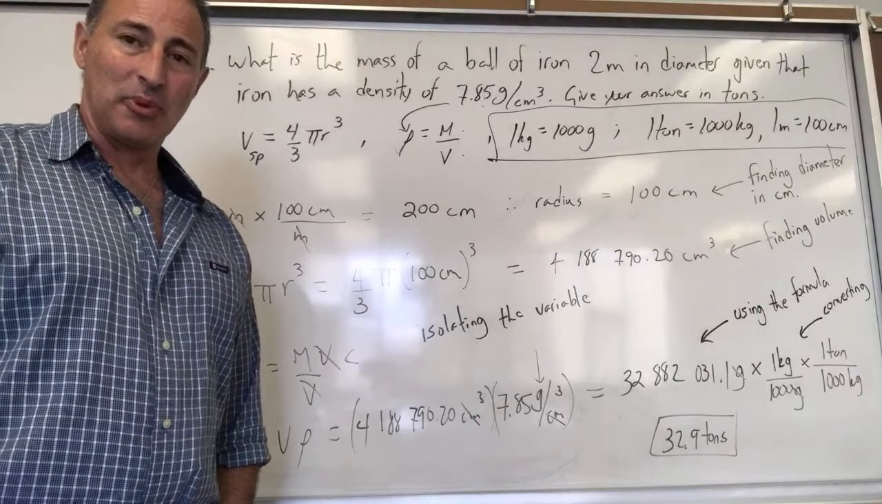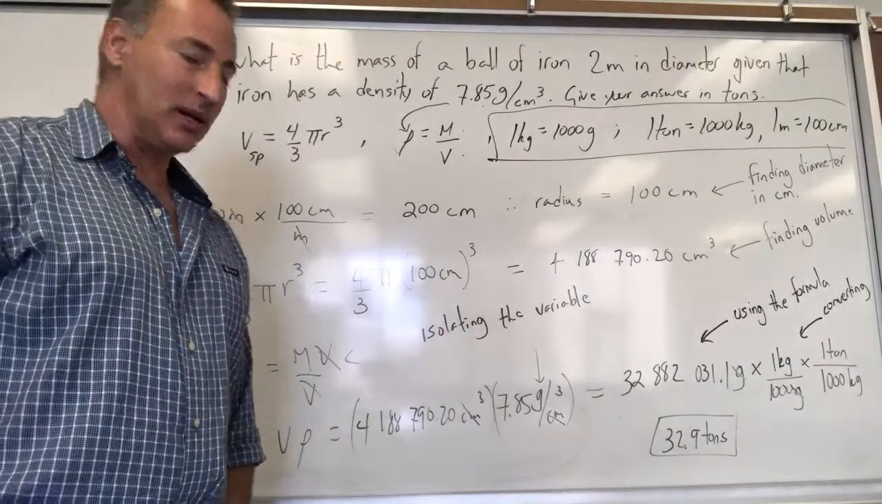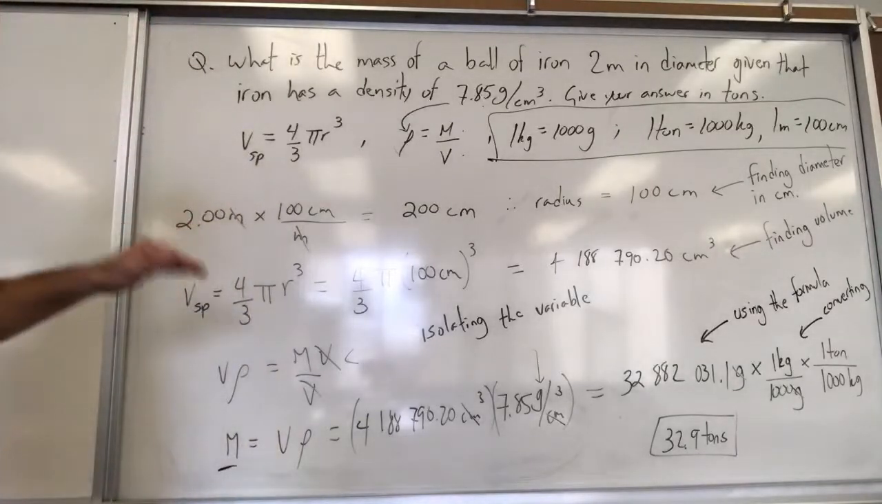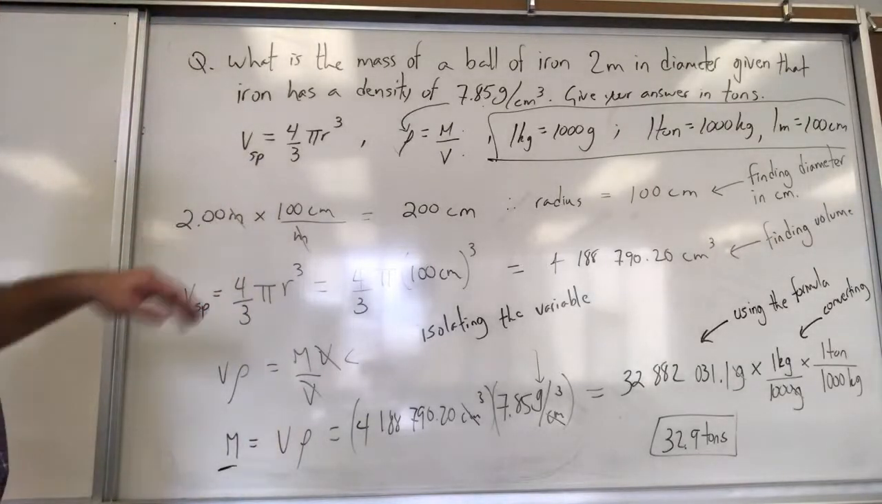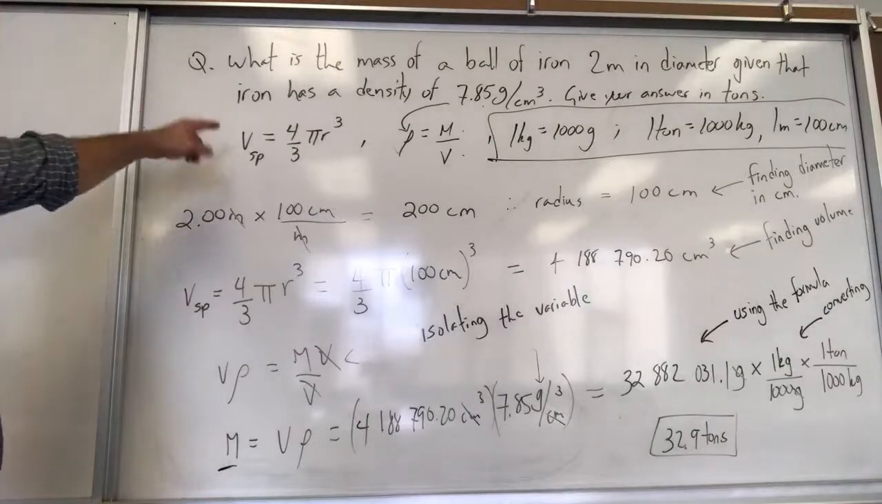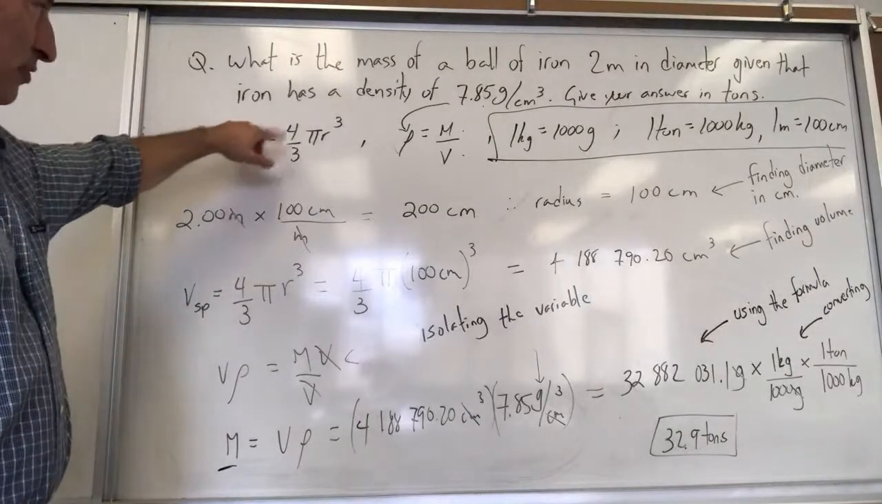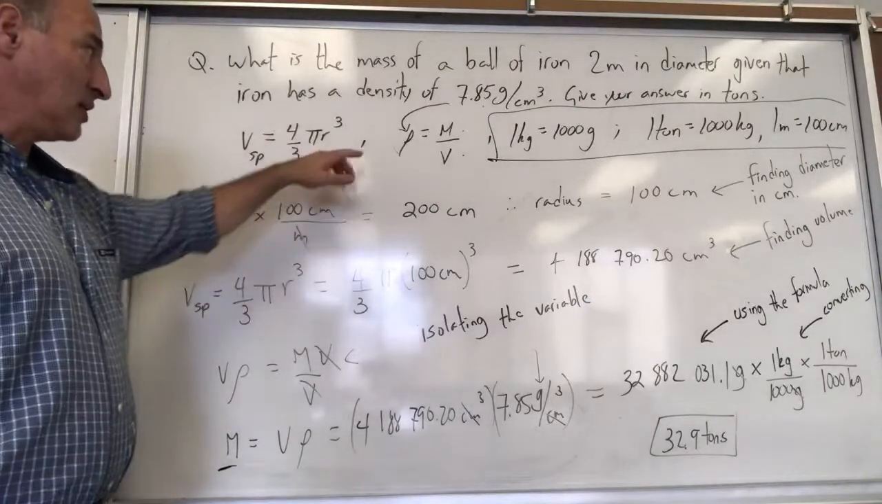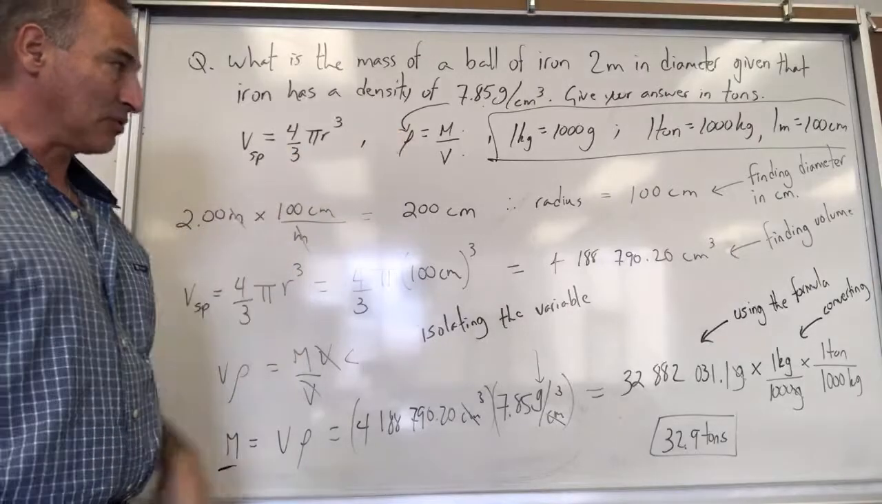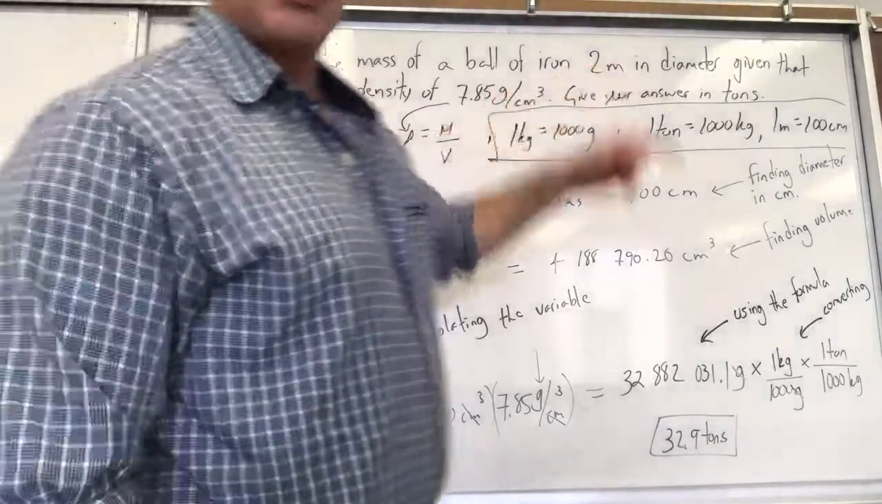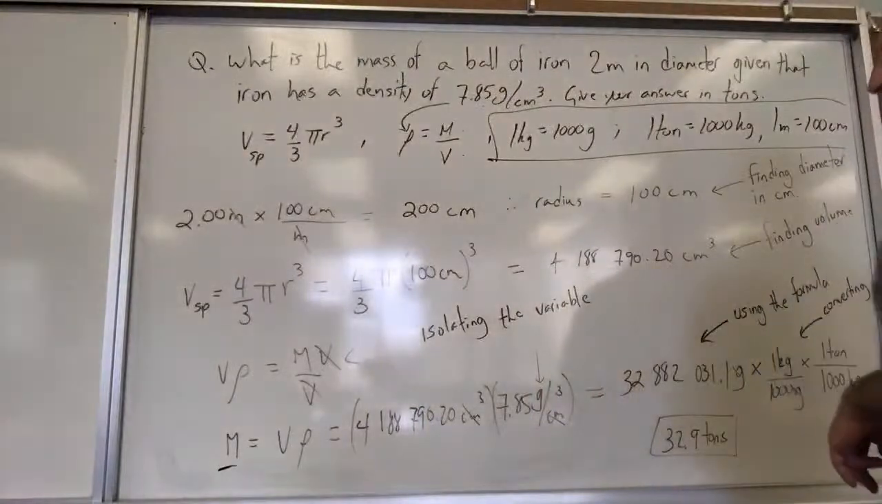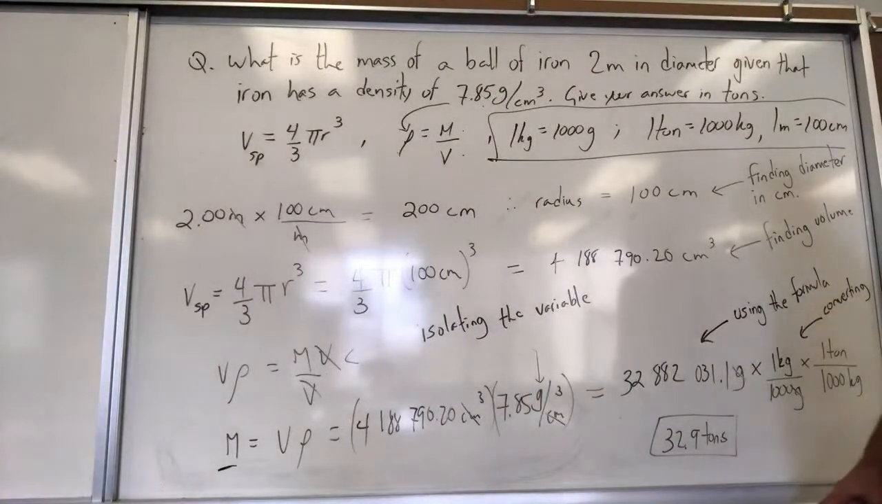So I've solved the problem and I've broken it down into all the discrete steps that you have to go through to think your way through it. First of all, you need this formula. The volume of a sphere is 4 over 3 pi r cubed. You need the density formula. Density equals mass over volume. And you need those three conversion factors. You need to know that 1 kilogram equals 1,000 grams, that 1 ton equals 1,000 kilograms, and that 1 meter equals 100 centimeters. If you know those three conversion factors, you can answer the question the way I posed it.